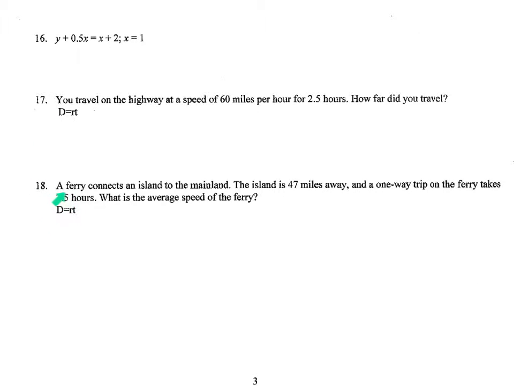On number 18, a ferry connects an island to the mainland. The island is 47 miles away. That's a long ferry ride, I'm not going to lie. And a one-way trip on the ferry takes 2.5 hours. What is the average speed of the ferry? So you need to find the speed, which is the rate. So you need to rework your equation and solve for r first. Then plug in the t for time and the d for the distance. And then you can see just how slow that ferry really is traveling for 47 miles.